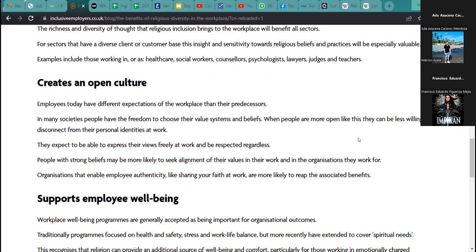Employees today have different expectations of the workplace than their predecessors. In many societies, people have the freedom to choose their value system and belief. When people are more open like this, they can be less willing to disconnect from their personal identities at work. They expect to be able to express their views freely at work and be respected regardless. People with strong belief may be more likely to seek alignment of their values in the world and in the organization they work for. Organizations that enable employees' authenticity, like sharing your failed work, are more likely to reap the associated benefit.